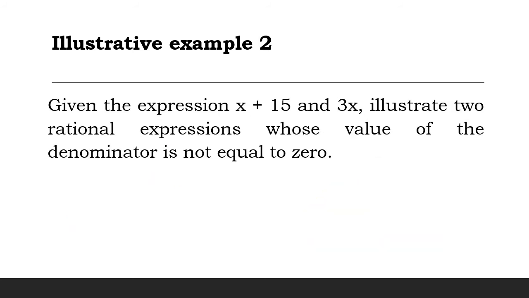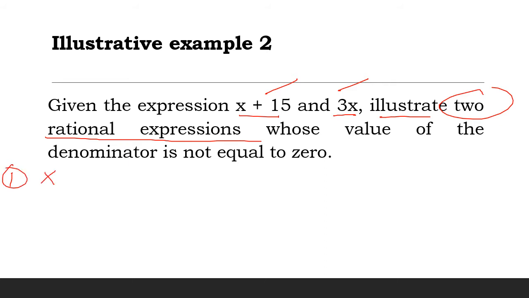Next, illustrative example 2. Given the expression x plus 15 and 3x, illustrate two rational algebraic expressions whose value of the denominator is not equal to 0. Kailangan daw nating magpakita ng dalawang RAE gamit yung x plus 15 tsaka 3x kung saan yung denominator ay kailangang hindi mag-0. Una, gawin natin numerator yung x plus 15, tapos yung denominator is 3x. Kailangang hindi maging 0 yung denominator, so i-equate natin ang 3x, which is the denominator, sa 0. 3x should not be equal to 0.